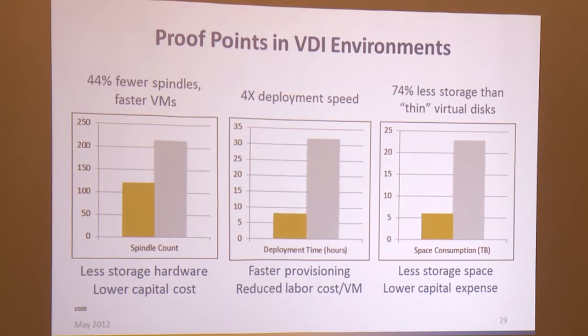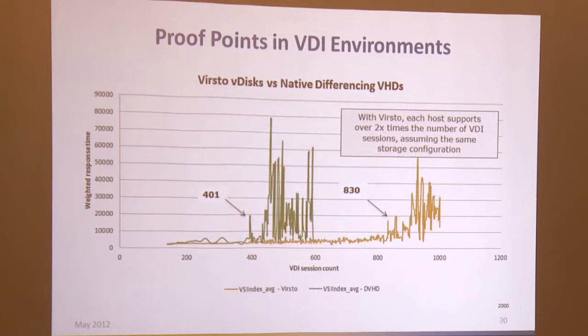So this is the image updates. And even against the thin provision implementation on the Hyper-V side, we needed 74% less storage capacity. So this all translates to a lot less storage.